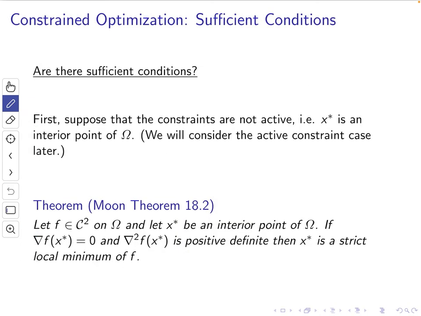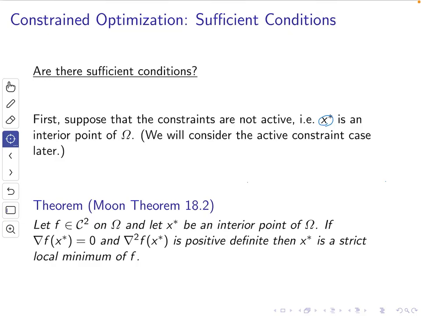All right, so now you might ask, are there sufficient conditions? First, suppose that the constraints are not active. So when x star is an interior point, what do things look like? And here we have this theorem by Moon. Okay, I'm going to actually stop here and make another movie.